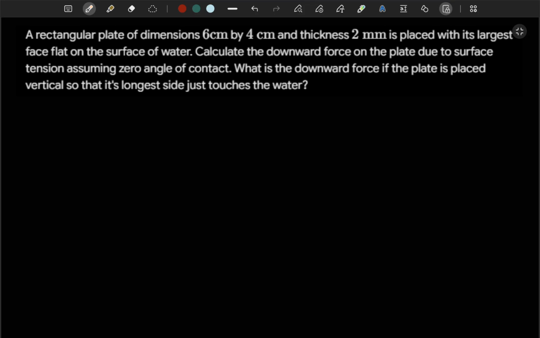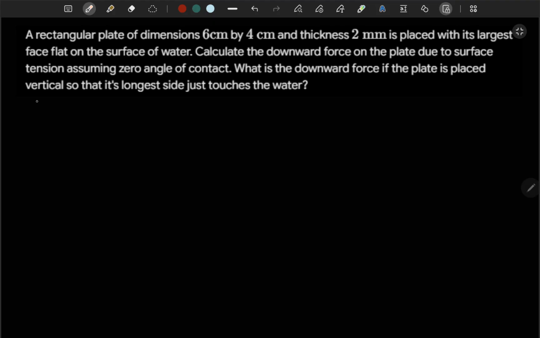Today we are going to discuss numerical questions on surface tension. We have three types of questions in this chapter. The first one is on your screen. A rectangular plate of dimensions 6 cm by 4 cm and thickness 2 mm is placed with its largest face flat on the surface of water. Calculate the downward force on the plate due to surface tension assuming zero angle of contact. What is the downward force if the plate is placed vertical so that its longest side just touches the water?